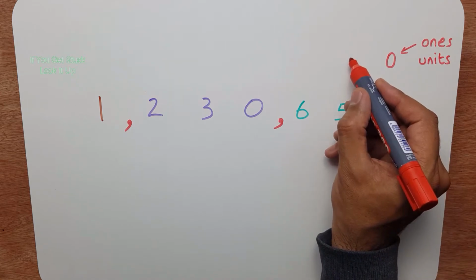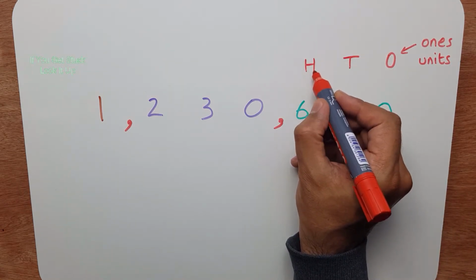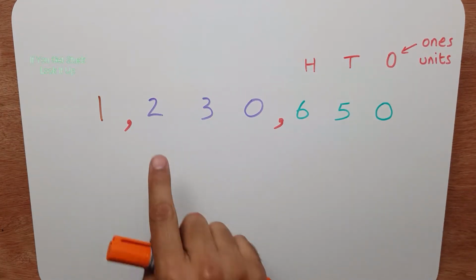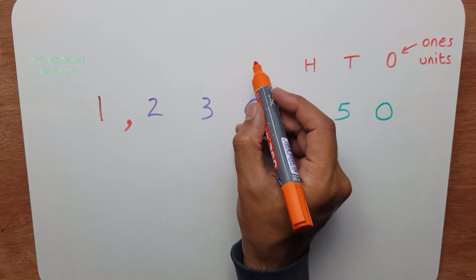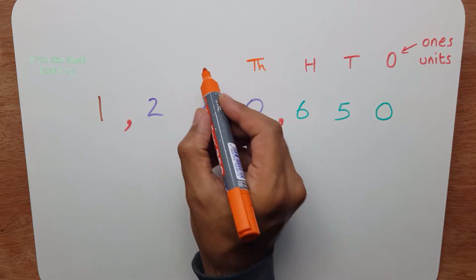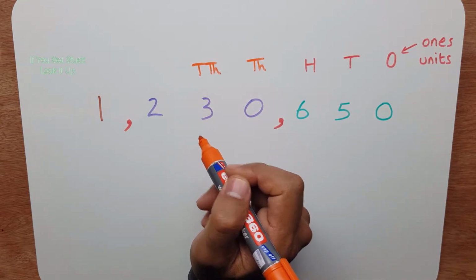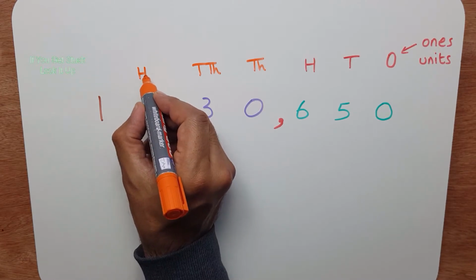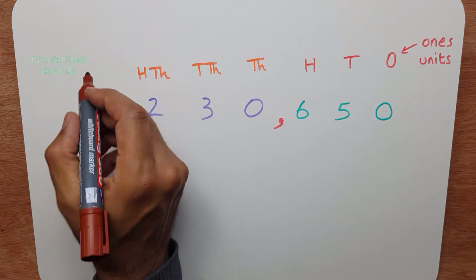This is the tens column, and this is the hundreds column. Now, the next 3 columns are going to be the thousands columns. So this is the thousands column. This is the tens of thousands column. And this is the hundreds of thousands column. And this digit is the millions column.